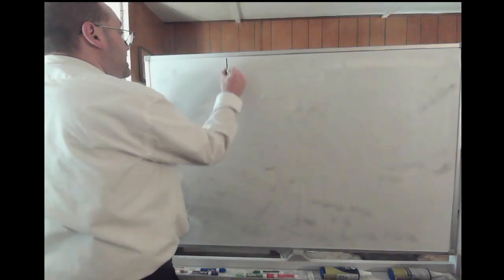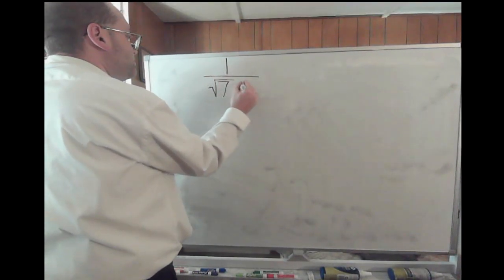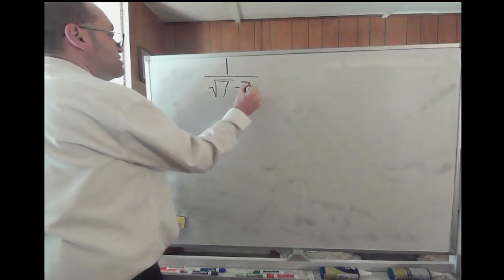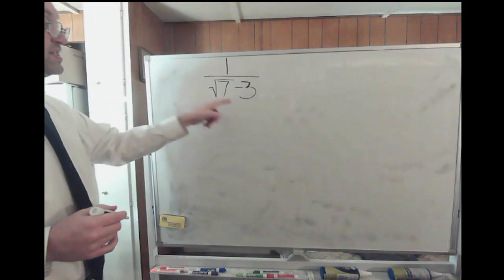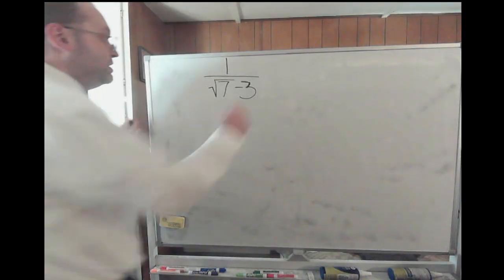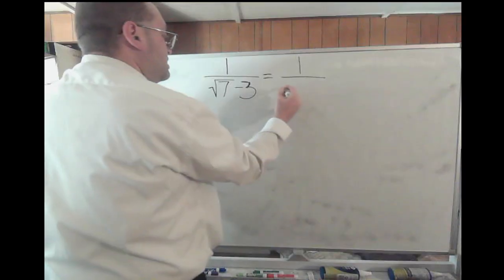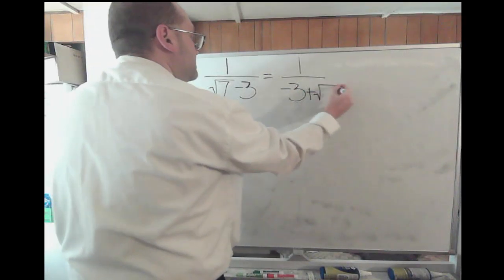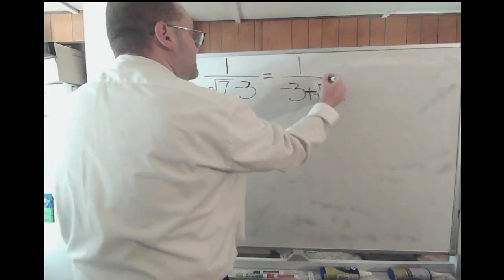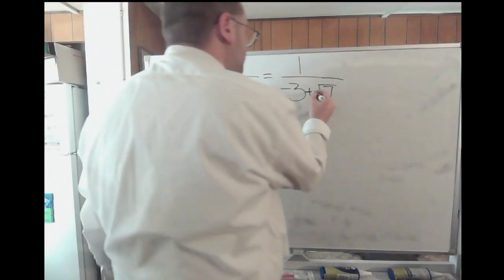Alright, so now we have 1 all over the square root of 7 minus 3. This is not in standard form in the denominator. In order to make it in a standard form, we'd have to turn this into 1 all over negative 3 plus the square root of 7. Now it's in standard form. We have 1 all over negative 3 plus the square root of 7.